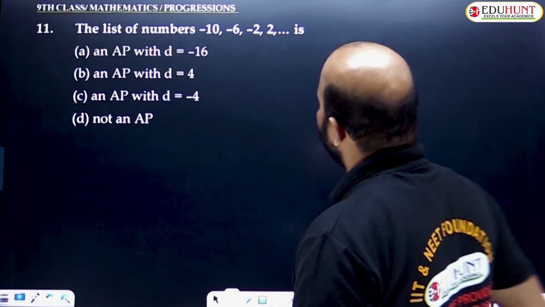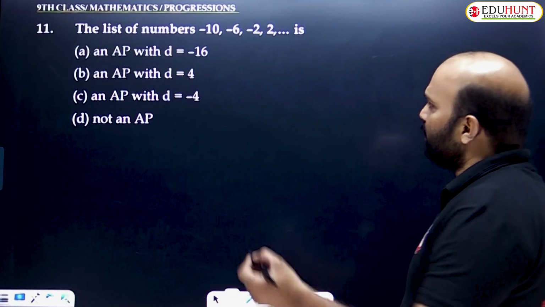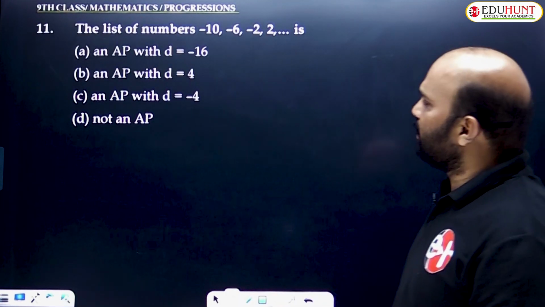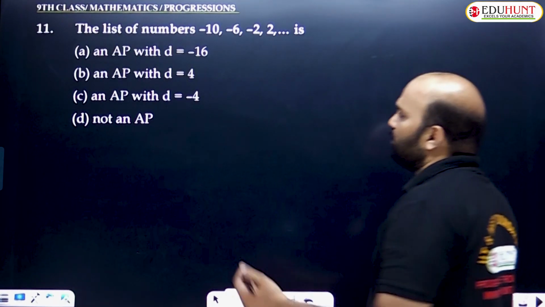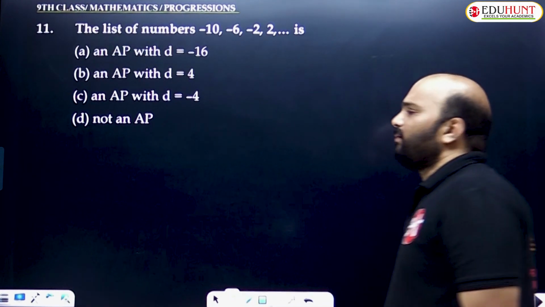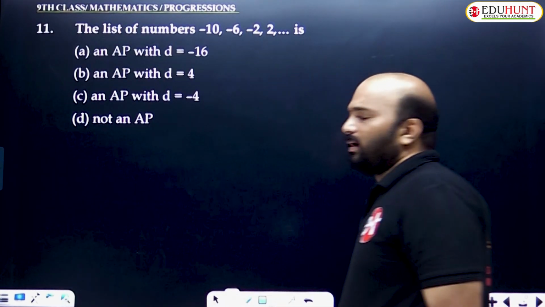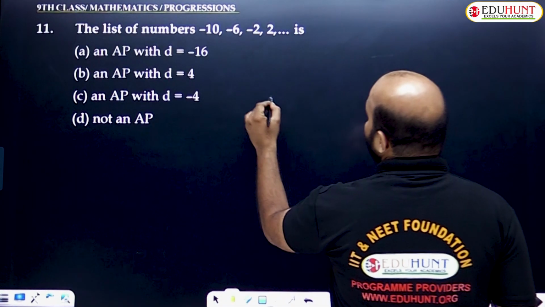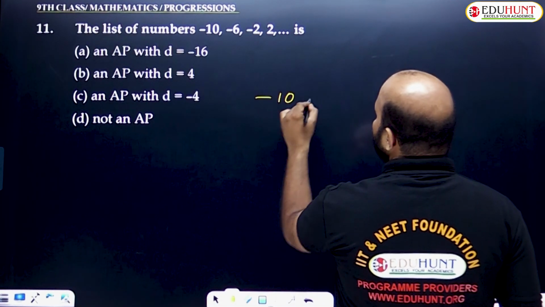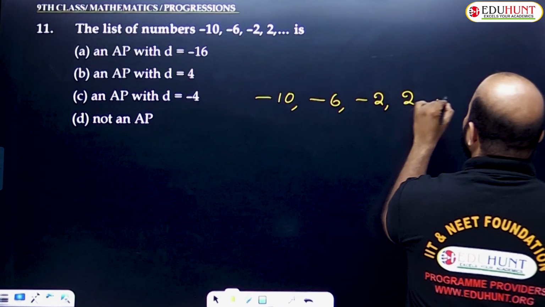The list of numbers minus 10, minus 6, minus 2 and 2 is. So what am I given? A list of numbers. Option A, an AP with common difference D, where D stands for common difference, minus 16. Option B, an AP with common difference 4. Option C, an AP with common difference minus 4. Option D, not an AP. So the given terms are minus 10, minus 6, minus 2 and 2 and so on.